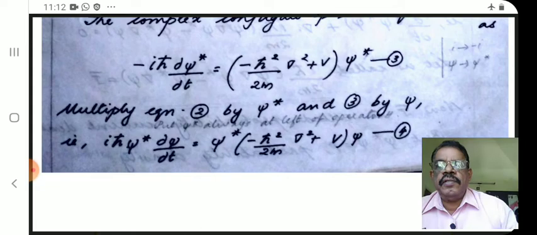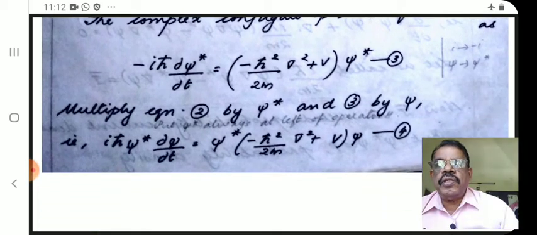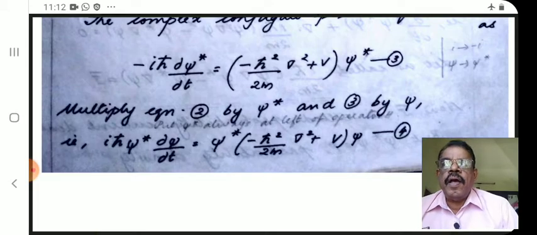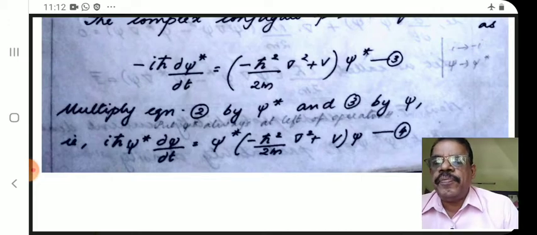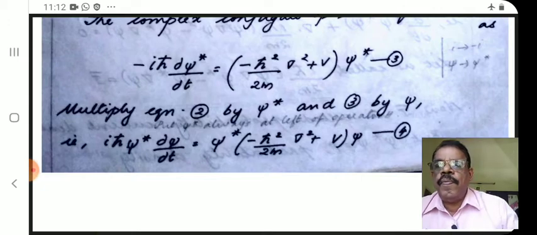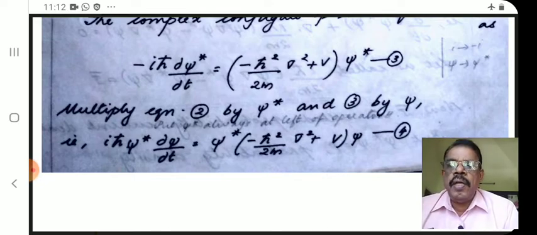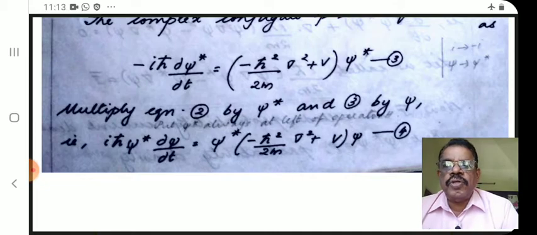Now you read the next part. Multiply equation 2 by psi star, that is equation 2, the top one, and equation 3 by psi. Now we are carrying out a small operation on the two equations. Multiply the first by psi star, it has to be multiplied in front. And multiply the second by psi. Now we have multiplied equation 2 by psi star. First, take the constant i h cut in front: i h cut psi star dou psi by dou t is equal to psi star inside the bracket, minus h cut square by 2m del square plus V psi.